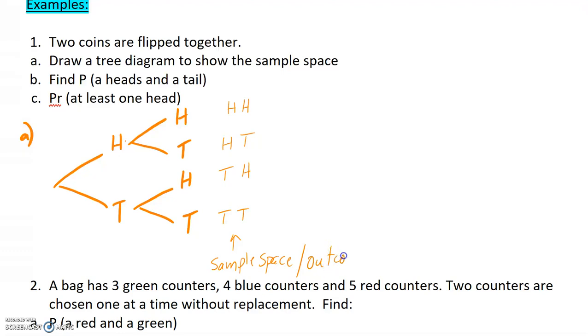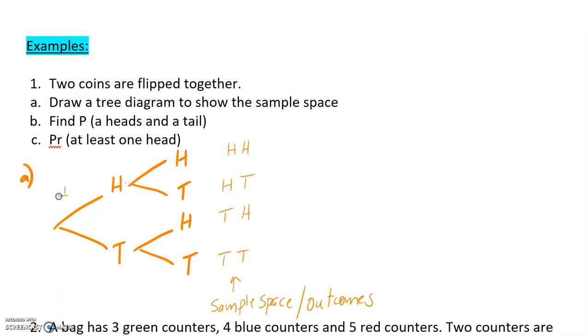Or outcomes. 2 names. Another thing we do is we write down in the branches what the probability is. So if you flip a coin, what's the probability of getting a head? There's only 1 head out of a total of 2 outcomes, so therefore our probability is half, and the same for tails. Because we haven't changed anything, the probability doesn't change either. Okay, now let's do A. Find the probability of getting a heads and a tail.